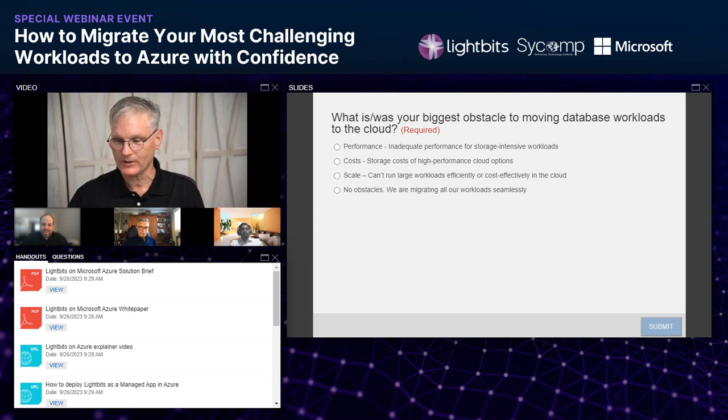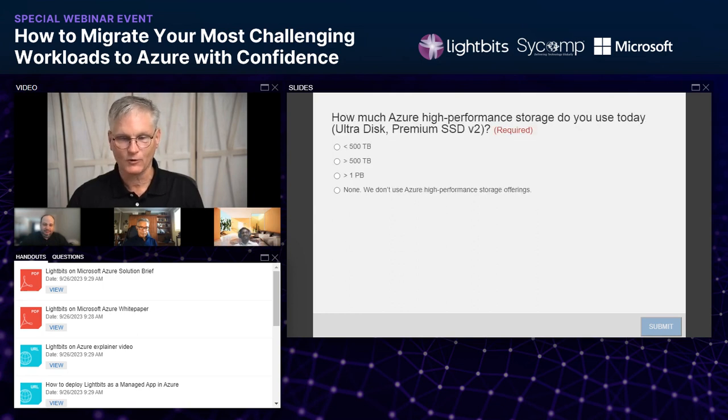All right, so I'm going to put up the final poll question here while we go over a few more questions. So we want to know, how much Azure high performance storage do you use today? And you see some of the options are UltraDisk, Premium SSD, V2. So let us know what you are doing with that particular type of storage while we move on to our next question. And this is for Kishore and Microsoft.